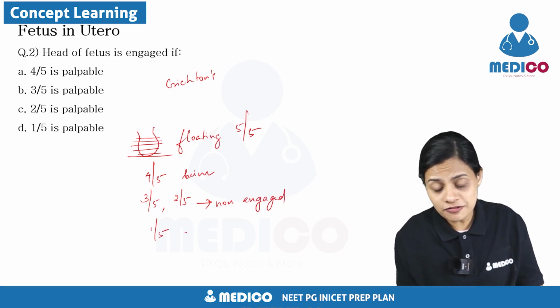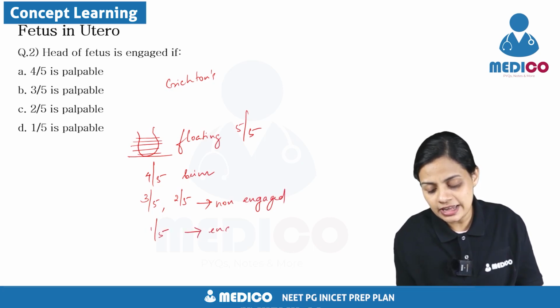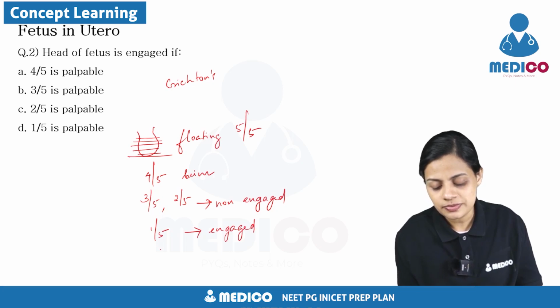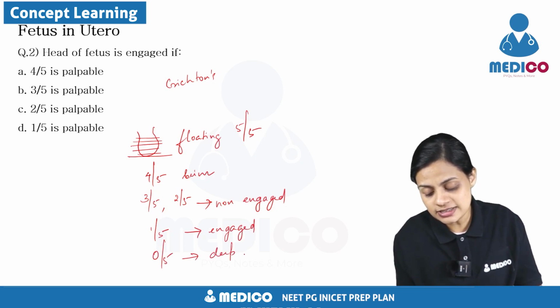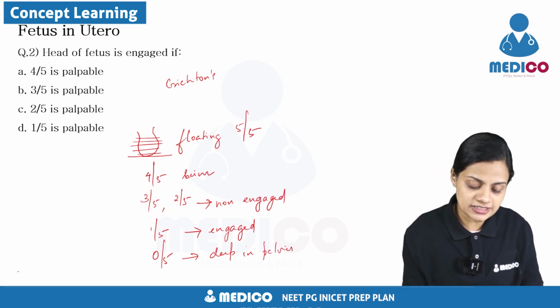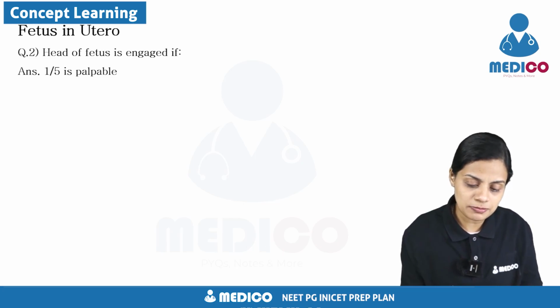But if only 1/5 is palpable, you say the head has engaged. And if 0/5 are palpable per abdomen, you say the head is deep in the pelvis. So in this question, the answer is the head is said to be engaged if 1/5 is palpable.